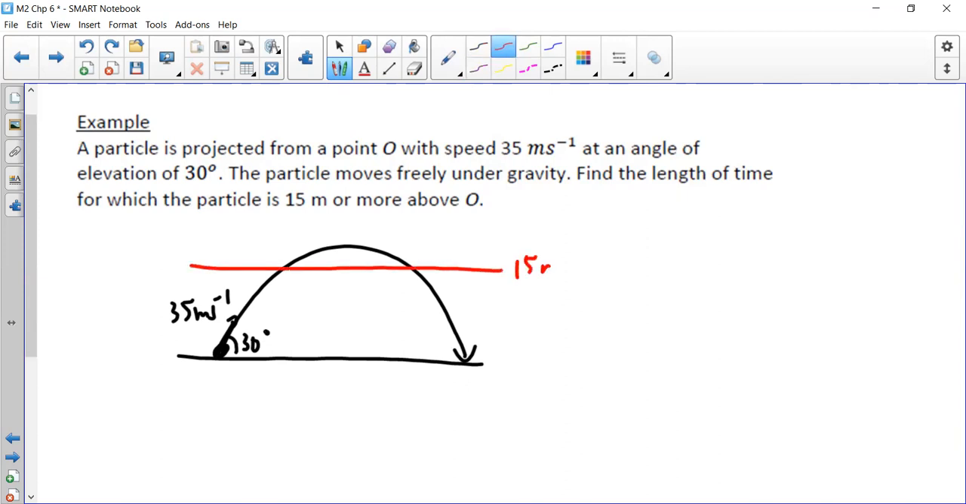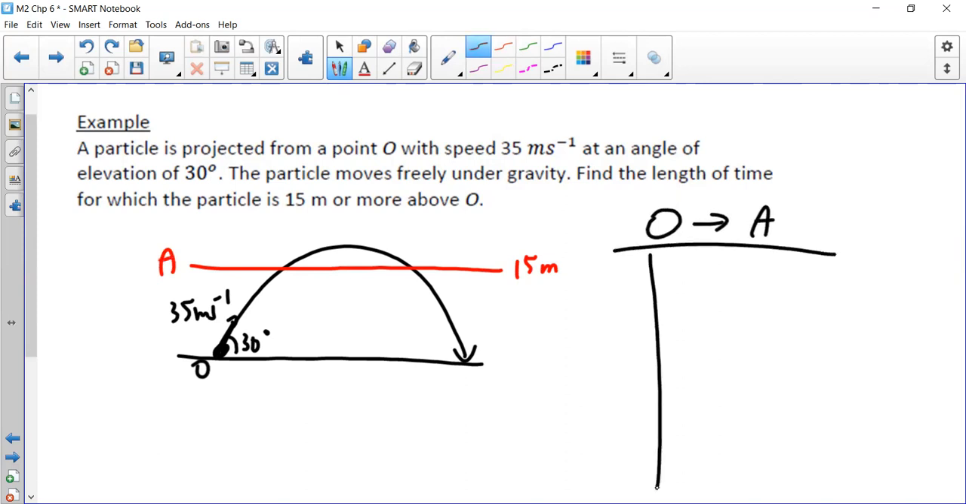That's your 15 meters above O. That's your point O. Right? I'll just call this line A. Okay, line A. So O to A without a doubt. Reason being is we're not given any other information. So from O to A, double Suvat.